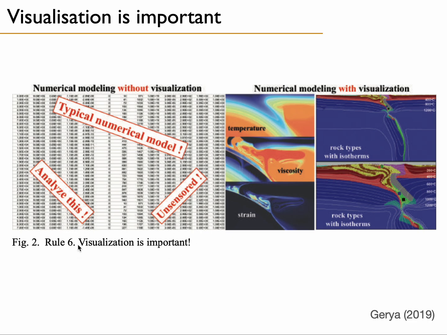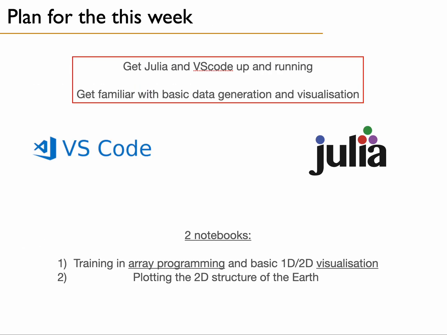It's actually golden rule number 6 in the book of Gerya 2019, which I recommend reading. So it's important to make first steps with visualization. This week we will start our exercises of visualization. The first step, we get Julia and VS Code running, and we will get familiar with basic data generation and visualization. There will be 2 notebooks which we will use for our exercises.